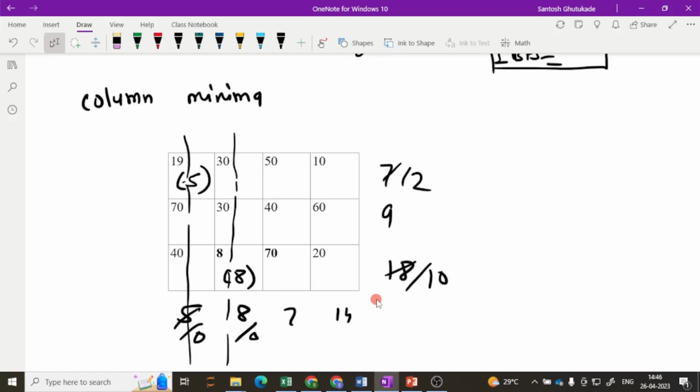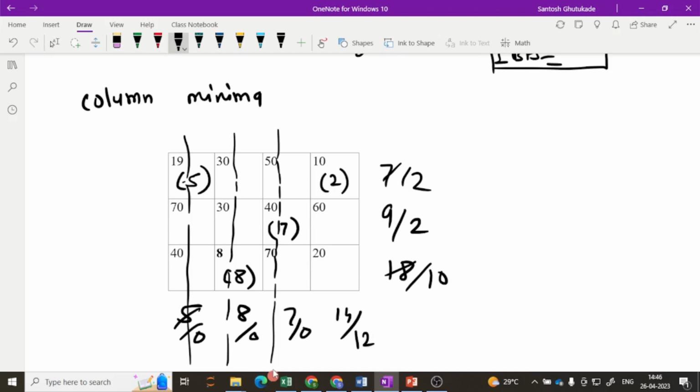Then we go to the next column. In the next column, 40 is the minimum value, where supply is 9 and demand is 7. So we will fulfill 7 demand here, so this will become 0 and 2 is the supply remaining. Again this column becomes 0, so we will cross this column. In the last column, 10 is the smallest value, where supply is 2. We will give 2 supply here. From this 14, 2 we have used, so 12 is the demand left. This 2 becomes 0. Now we will cross this row because it becomes 0.